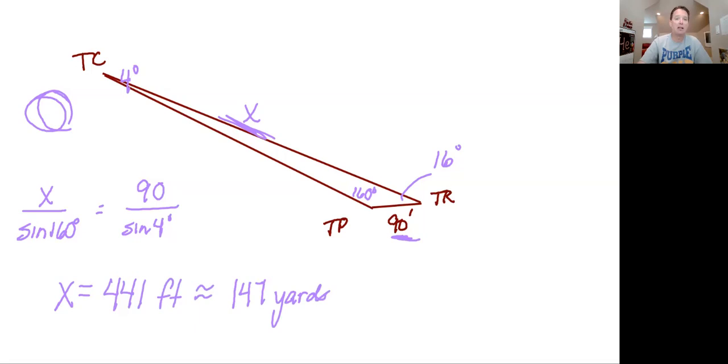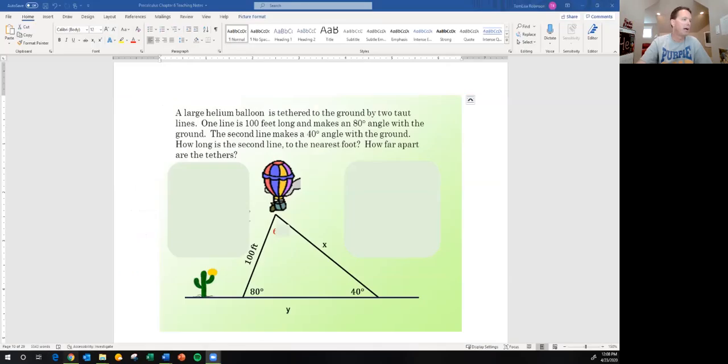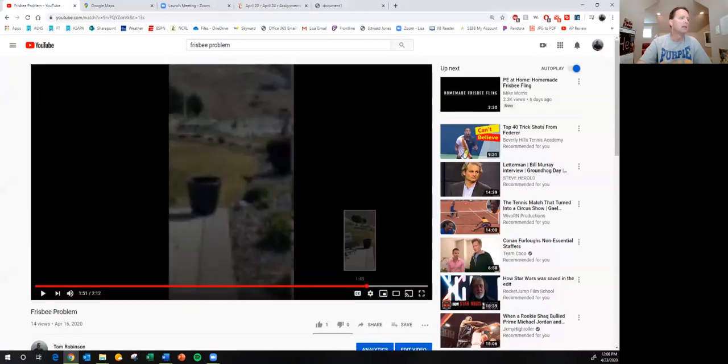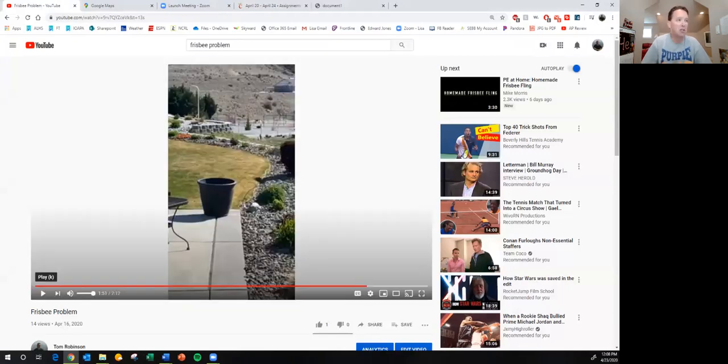So if I go back here for a second, my dilemma is that that's too far for me to throw. I can't do it. I thought I could. I'm standing there like, oh, it looks like it's within reason. Maybe I can do it. I can't throw a Frisbee 147 yards.